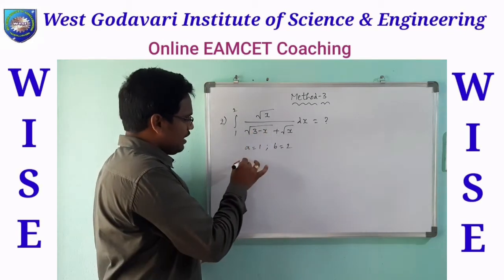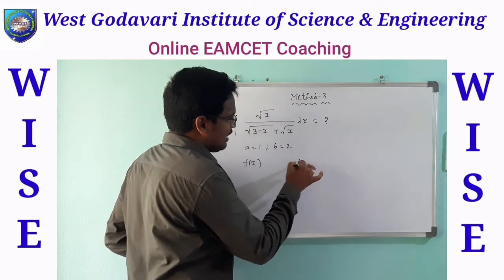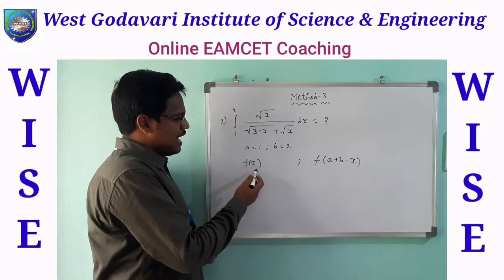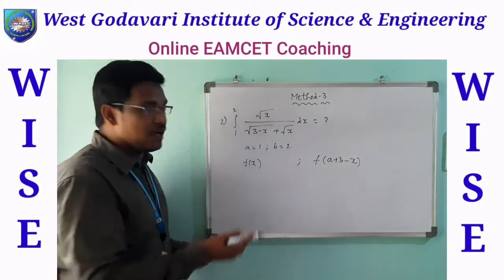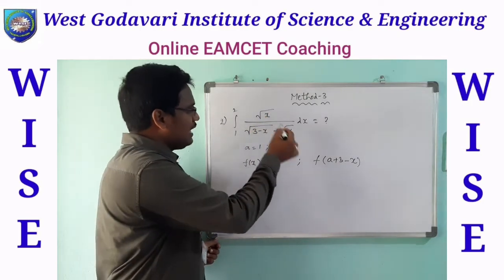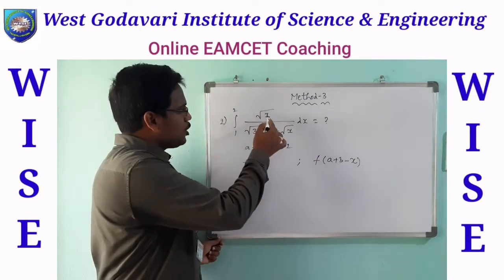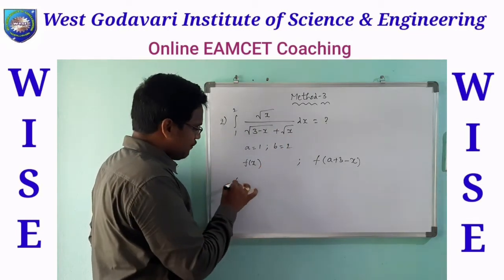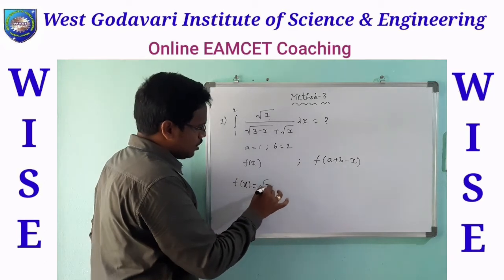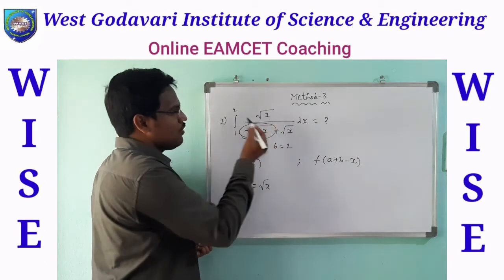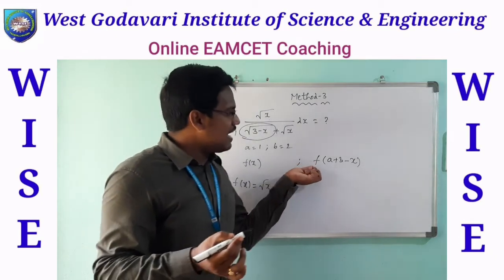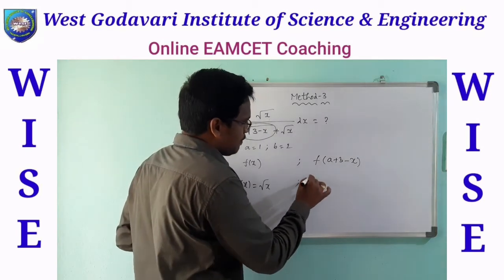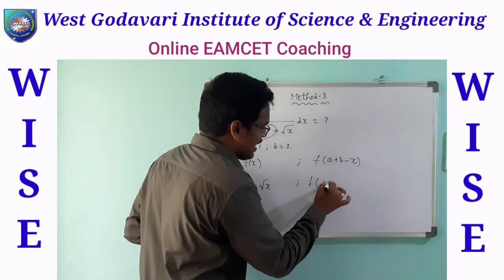So here we are having two functions, that is f of x and f of a plus b minus x. Here the f of x function must be in the numerator as well as the denominator. So the numerator is root x and the denominator is also root x. So hence f of x is equal to root x. Now let us check whether square root of 3 minus x is suitable for f of a plus b minus x or not. So f of a plus b means f of 3 minus x.